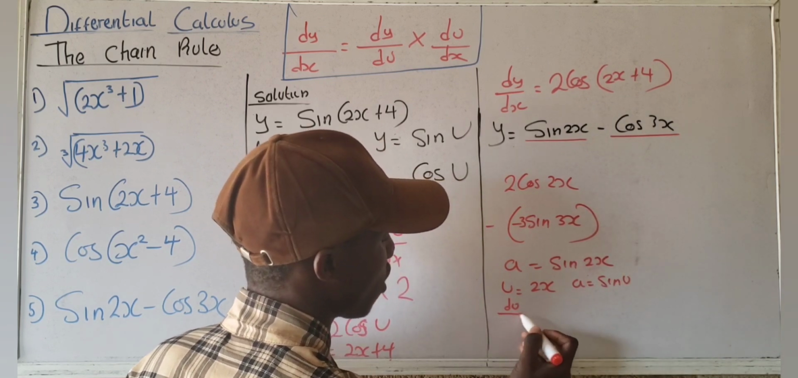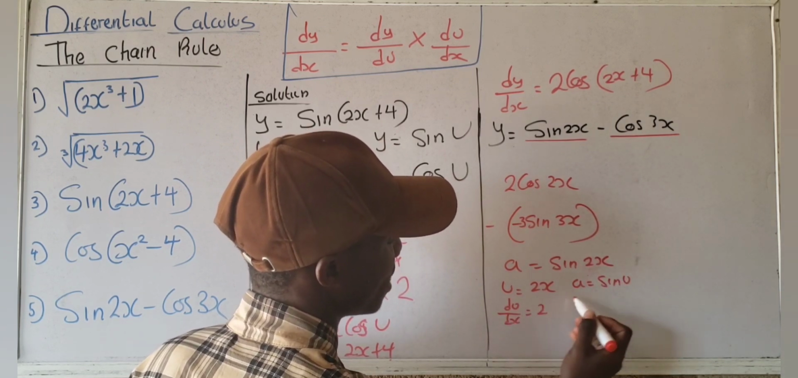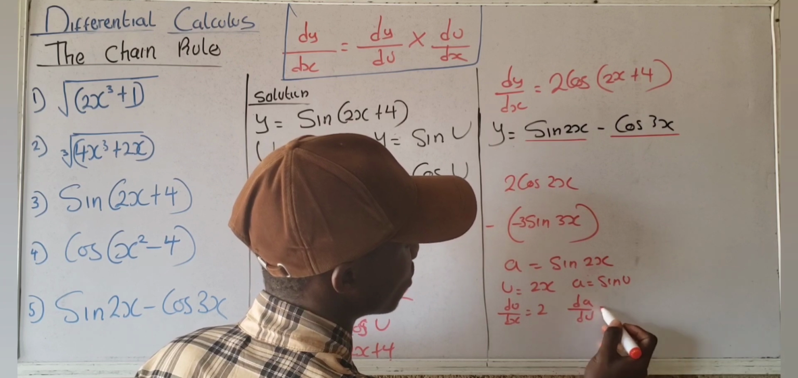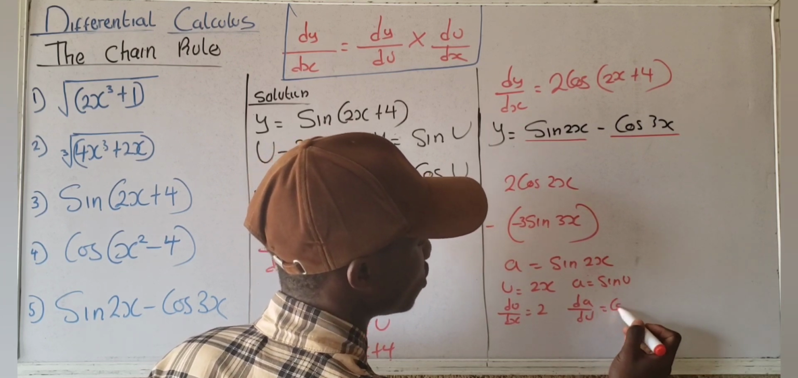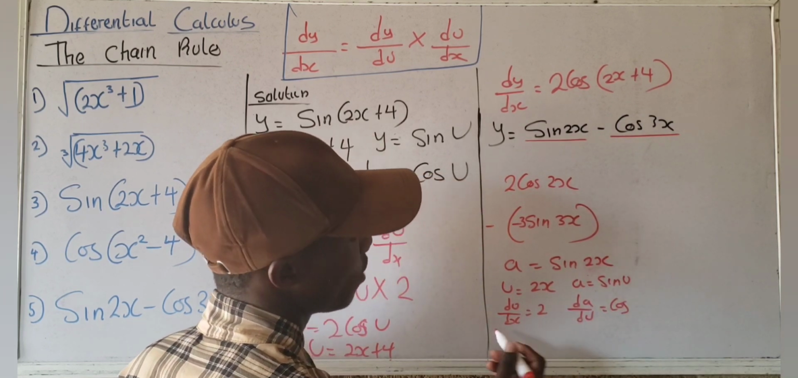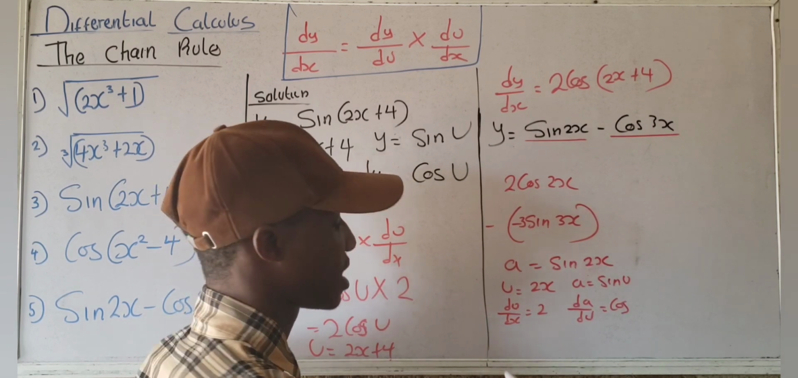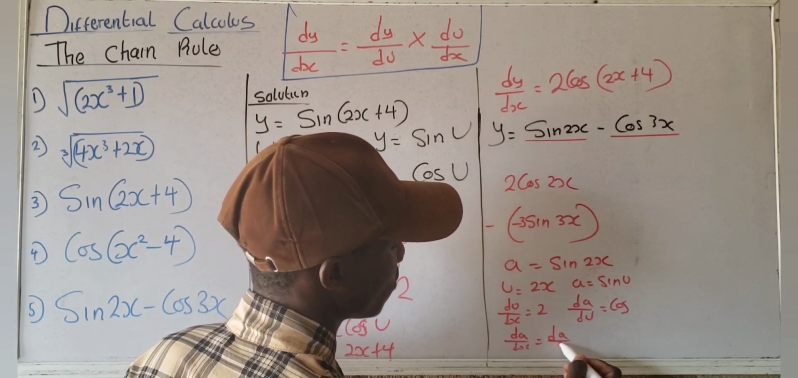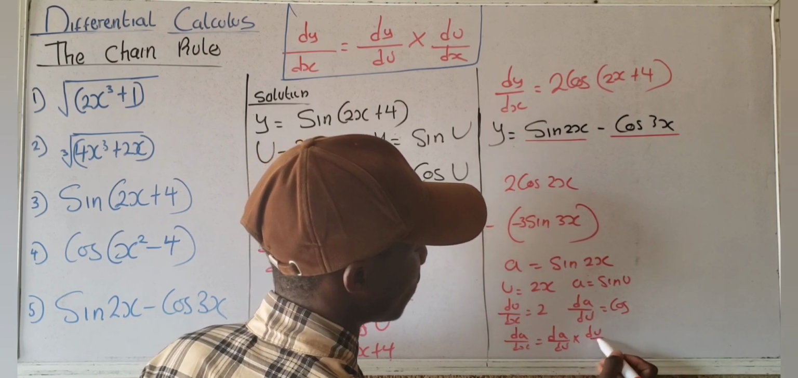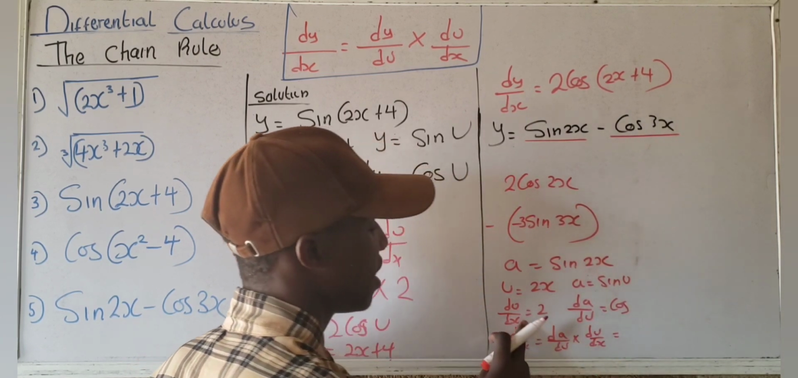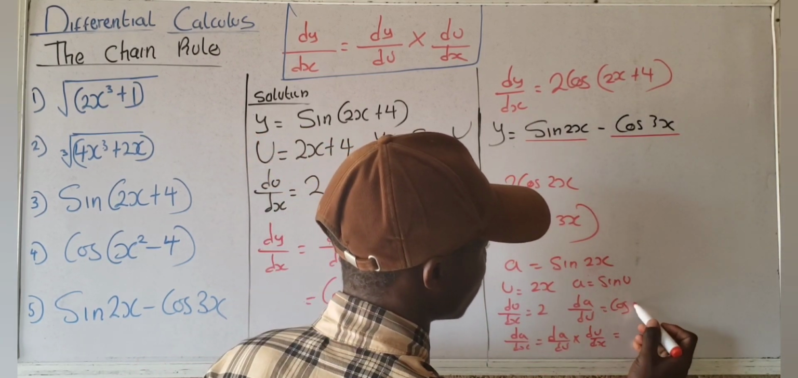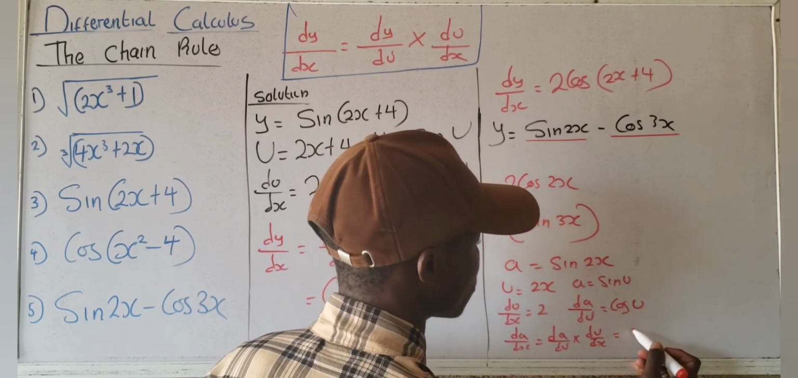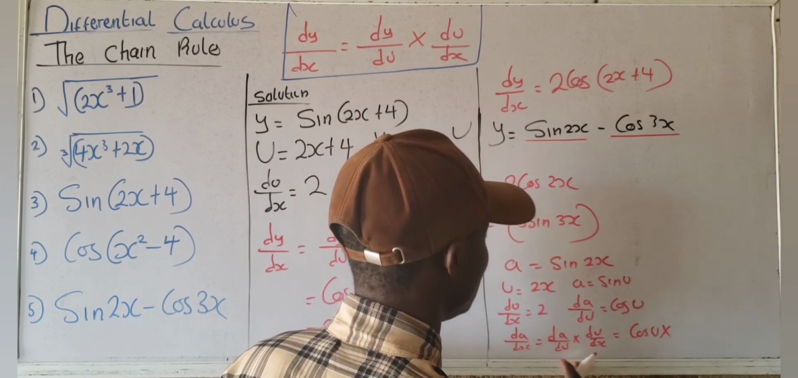So du over dx will be equal to 2, and da over du equals what? Sine u will give what? Cos u, okay? And what we are looking for is da dx, you understand? da over dx will be equal to da over du multiplied by du over dx. Now, da over du is what? Cos u, okay? da over du is cos u multiplied by du dx, which is 2.